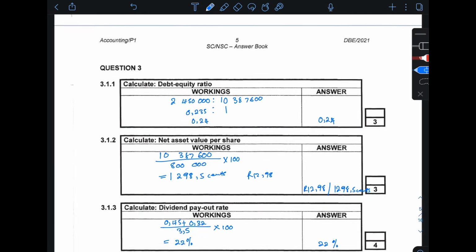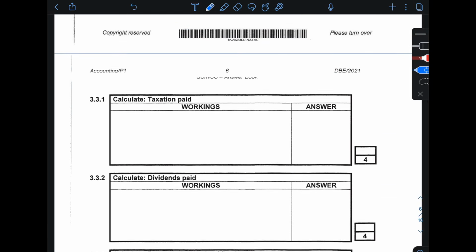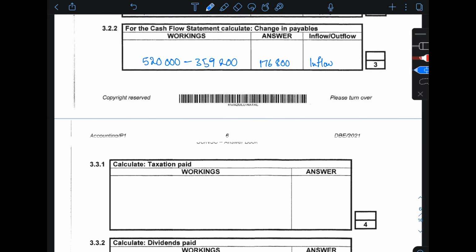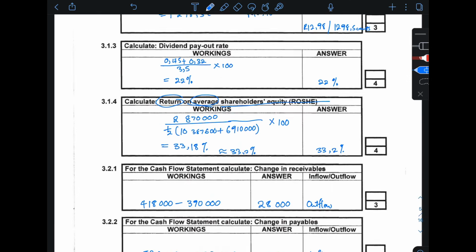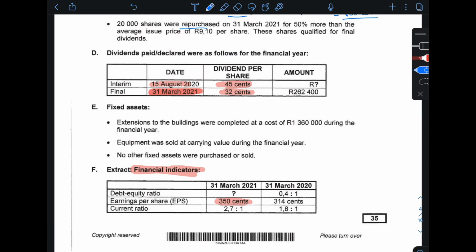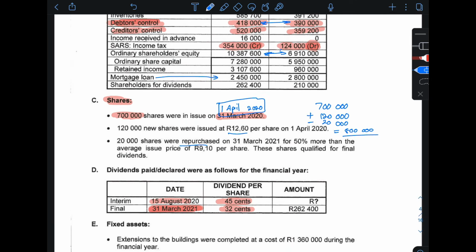Okay, so the first method to work this out, you can use your T account. If you're comfortable with the T account, this is for you. So this is a SARS tax. Remember that this is a liability, it increases on the credit side and decreases on the debit side. Now we had a balance. Remember, I had an opening balance on the debit side of 124.